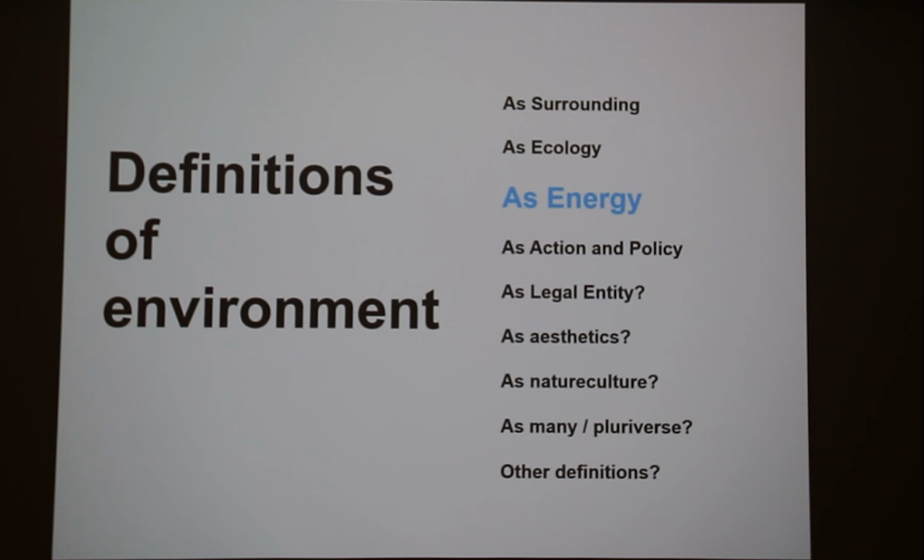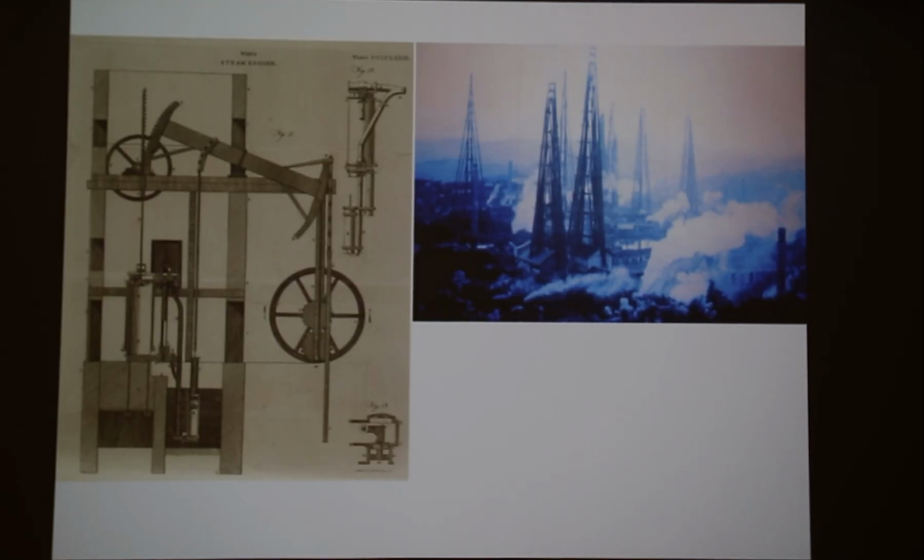Now, another definition of the environment: as energy, this time as resources, energy and resources. So we're again back in the 19th century, a little further into the middle of it, with the invention of the steam engine. I just brought these two images, so here you see the steam engine, and this is actually oil drilling from China a little later, to show you that the history of energy is very non-linear.